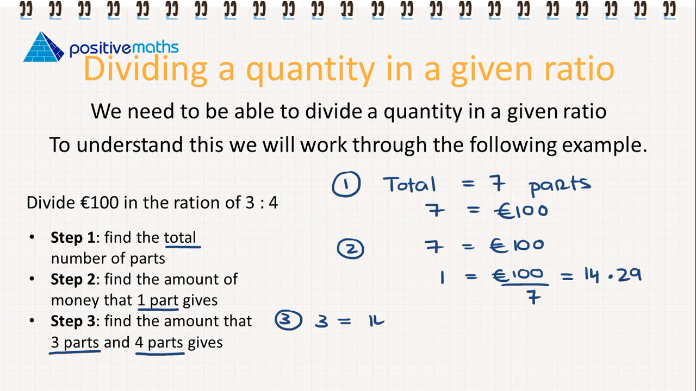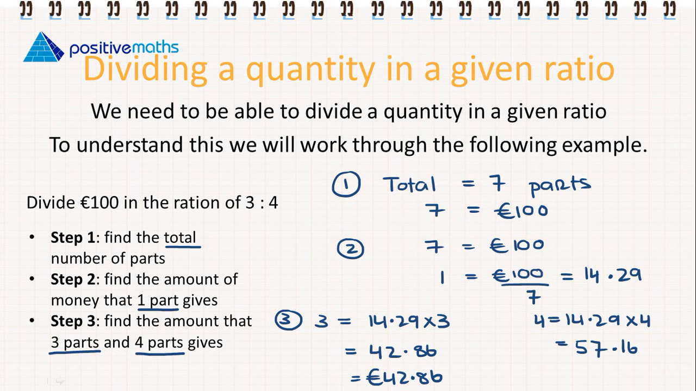So 3 parts is going to be 14.29 multiplied by 3. And the 4 parts is going to be 14.29 multiplied by 4. Okay, so 14.29 multiplied by 3, first of all. We're going to get 42.86. So this is €42.86. And our 4 parts is going to be 57.16. So again, this is €57.16. And we can check at the end if we're right.